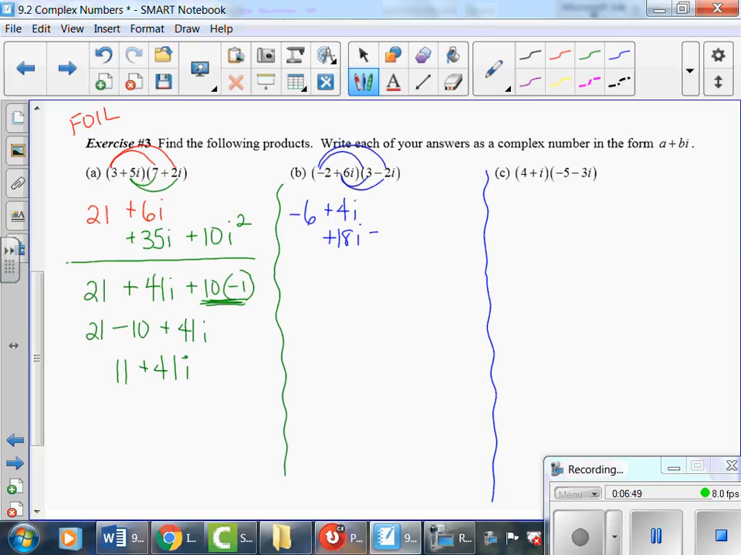Now, I'm going to write that because I don't want to skip steps too soon. But some people might be able to write that automatically as a positive 12. Okay, but it's okay to do as many steps as you need to keep it straight in your head.